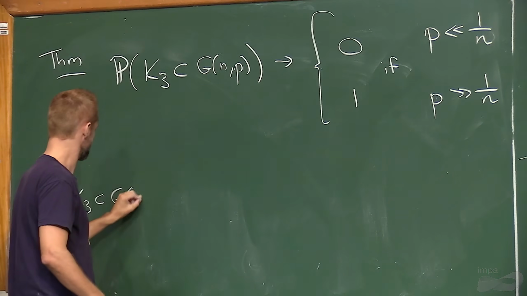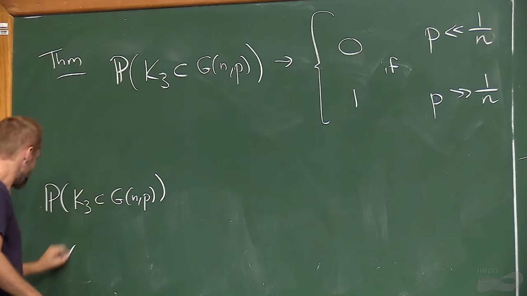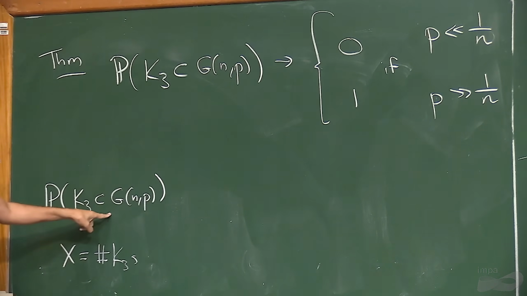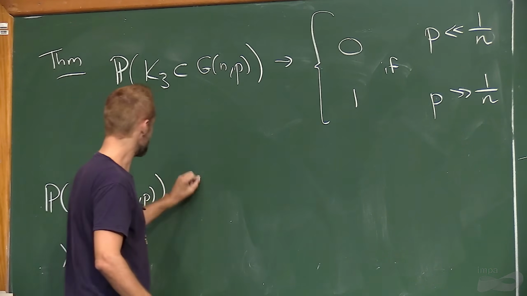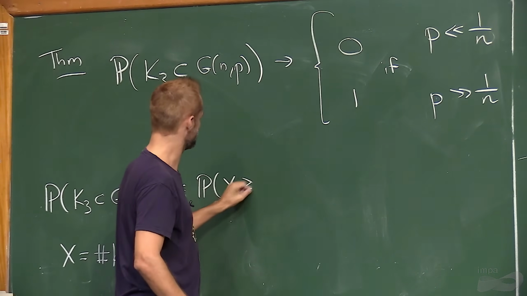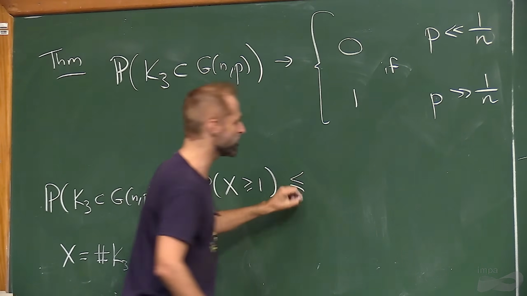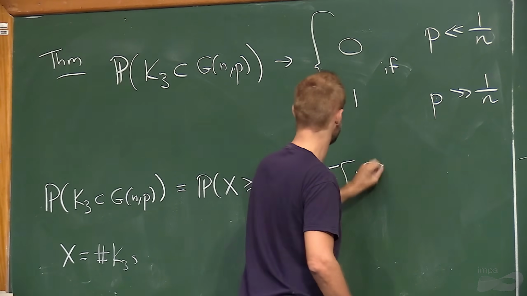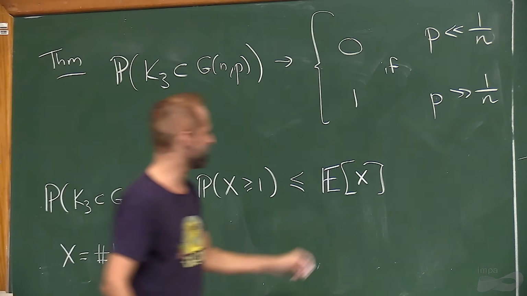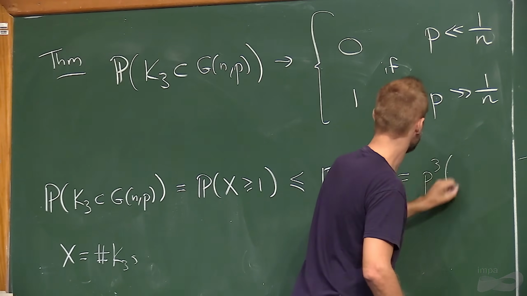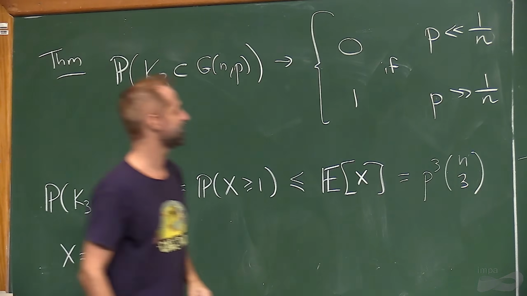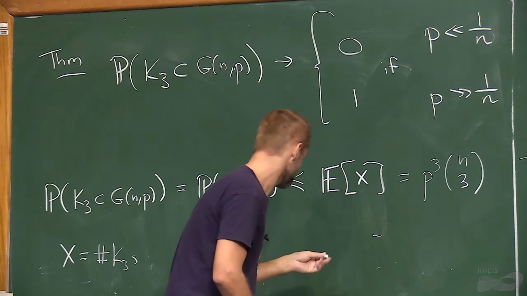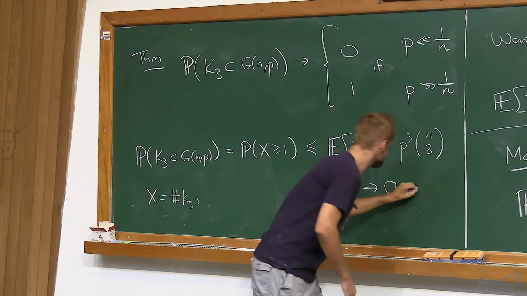Exactly. So if x is the number of triangles, the probability that there is a triangle, which equals the probability that x is at least 1, is at most, by Markov, the expectation of x, which equals p cubed times n choose 3. And if p is much smaller than 1 over n, this tends to 0 as n tends to infinity.